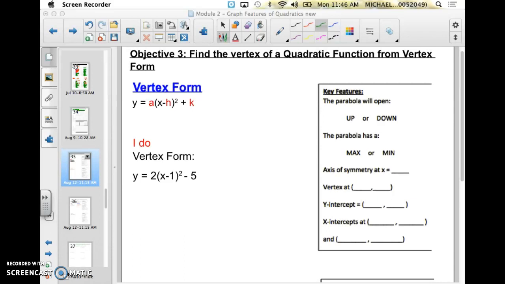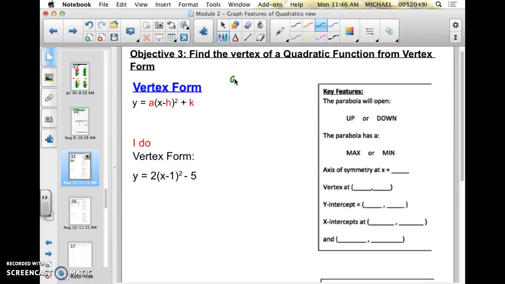Vertex form is given to you as y equals a times the quantity of x minus h squared plus k. In this case, we need to know what a is, what it's doing to the function, what h is, and what k is. So a is the leading coefficient, same as in standard form, but in this case, I'm going to call it a multiplier, and I'm going to reference that later in a different objective. It's a multiplier because, based off of the parent function x squared, if a isn't 1, then it changes the way the parabola looks, the shape of the graph. So it's either going to make it skinnier or wider.